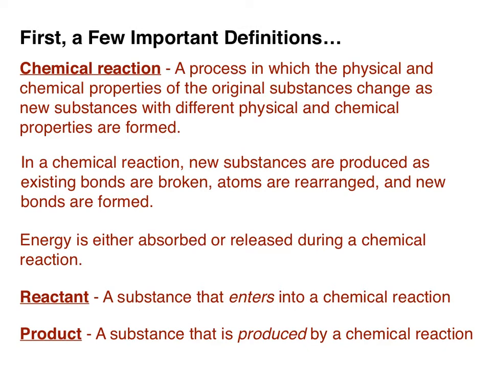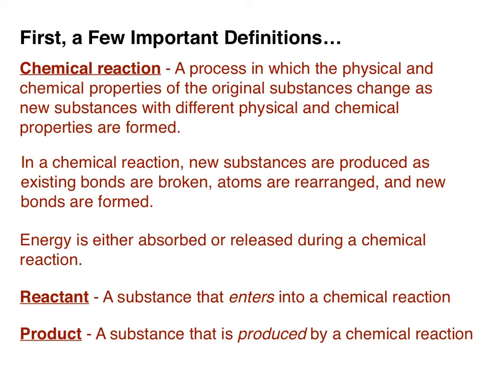Well, in order to get access to the energy stored in chemical bonds, we have to allow molecules to react with one another. So chemical reactions are the processes in which physical and chemical properties of substances change as new substances with new physical and chemical properties are formed. And oftentimes, during those chemical reactions, as new substances are produced, existing bonds between atoms are broken, atoms are rearranged, new bonds are formed, and energy is going to either be released into the surroundings, or will actually enter the system from the surroundings. And that's all going to depend on the type of chemical reaction in question.